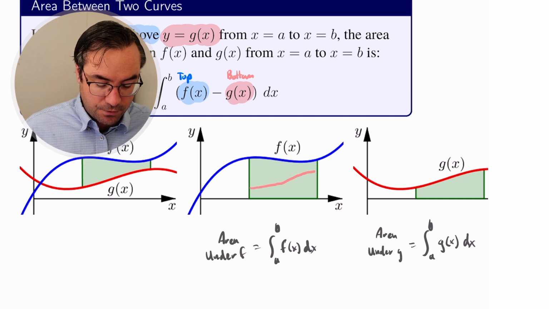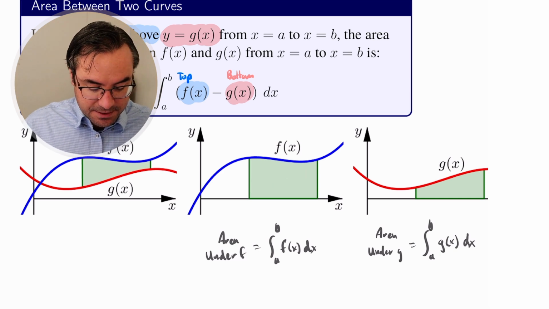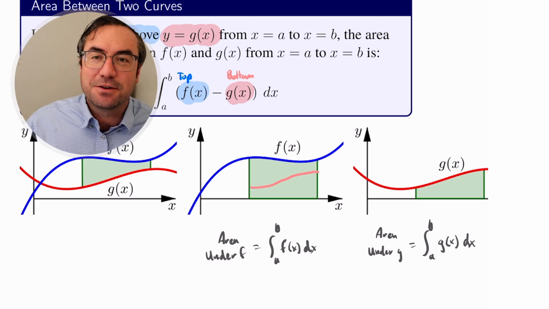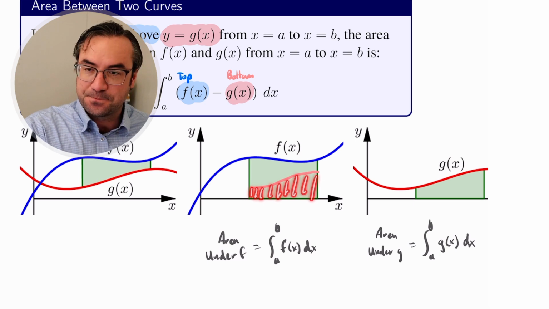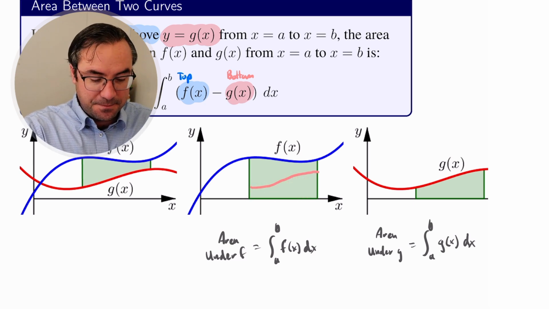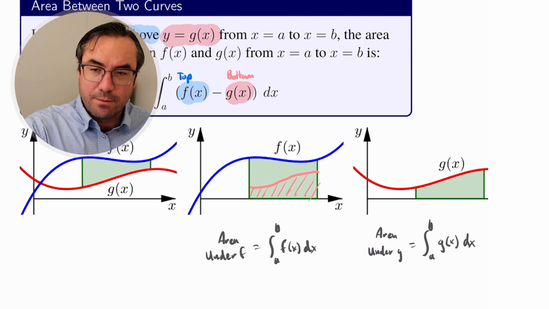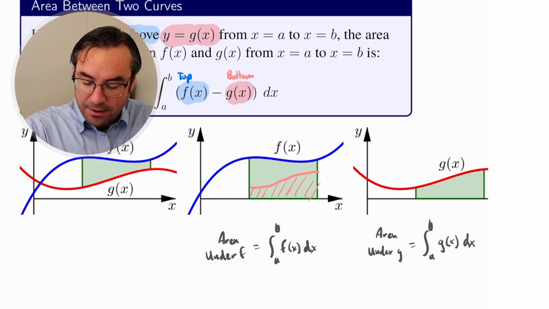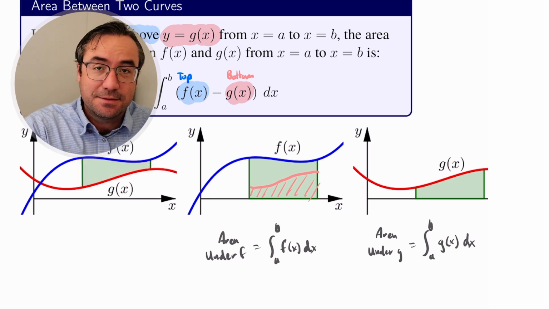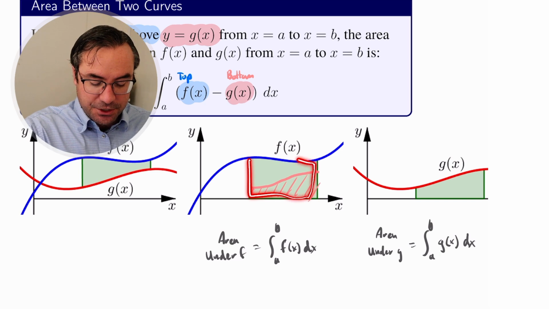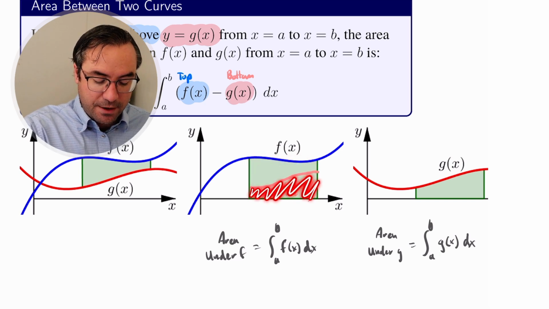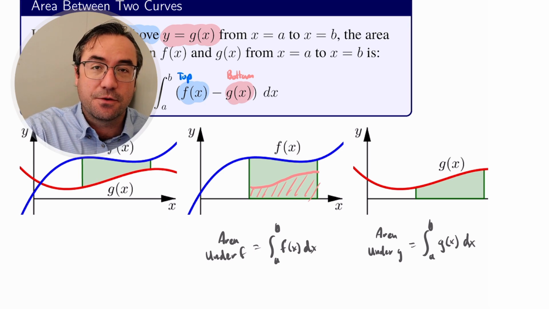So imagine that we have a piece of paper here, and we draw in function g, and then we're just going to cut that out, and we're going to remove that. And when we do that, we're left with the region that we're actually interested in. So we're taking the entire region under f, and we're removing the piece of the region that's also under function g.